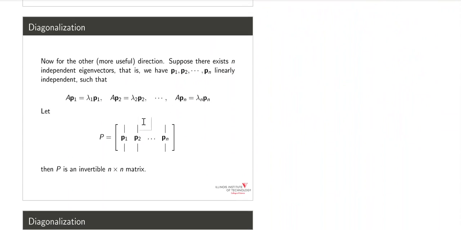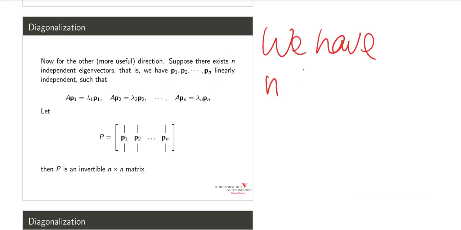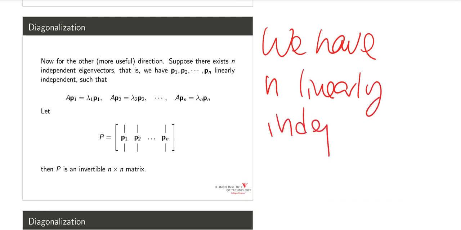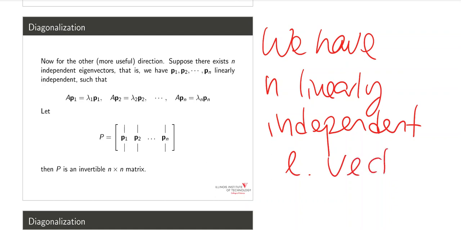So let's look at this slide right here. Now, as I said, for the more useful direction, suppose, so these are hypotheses now. Suppose we have n independent eigenvectors, and we label them P1 all the way to Pn. So now we have n, not just eigenvectors, but linearly independent eigenvectors. So these are the hypotheses.